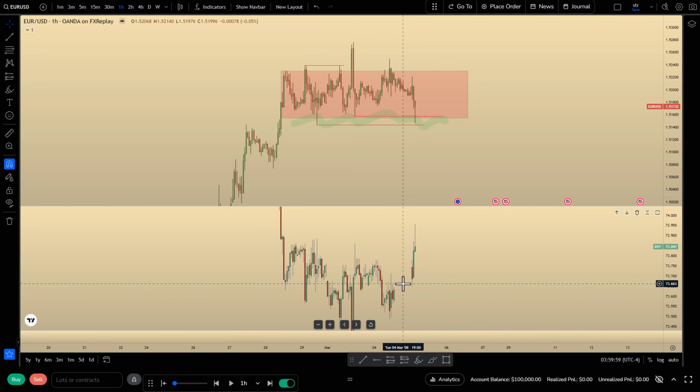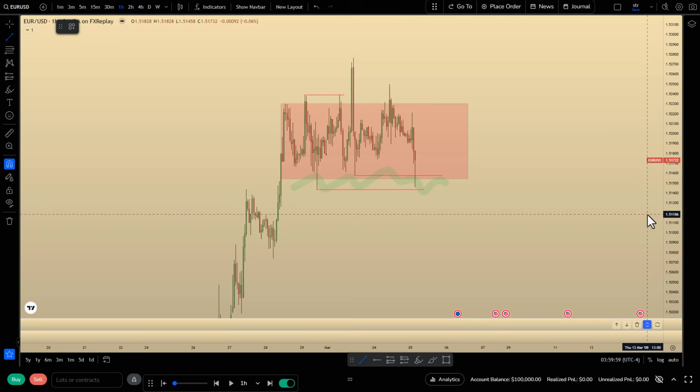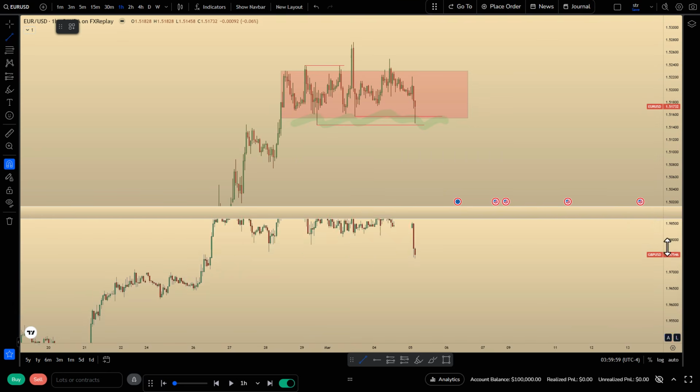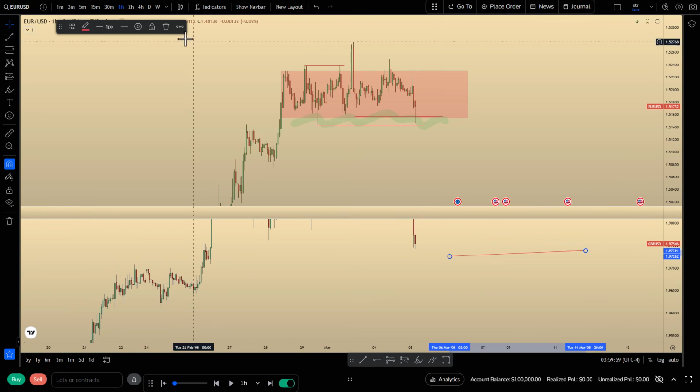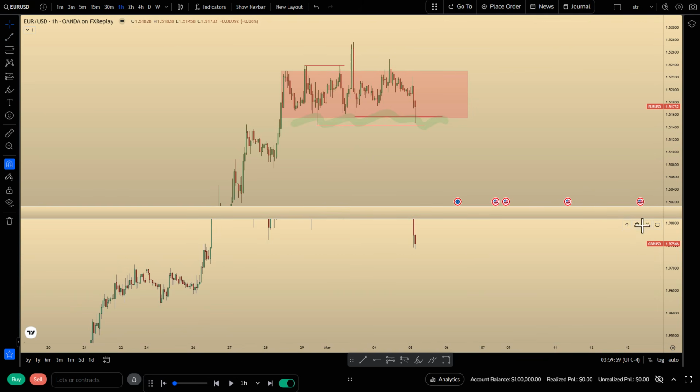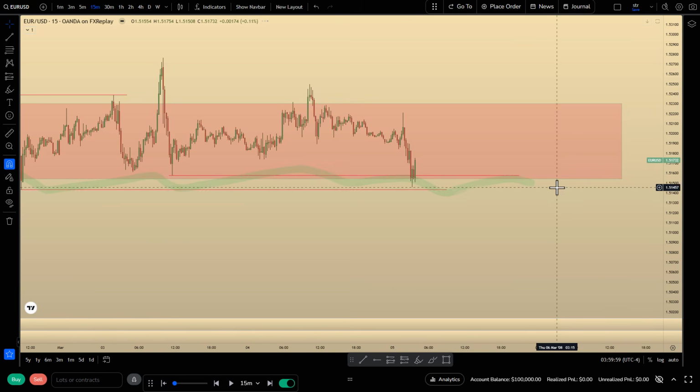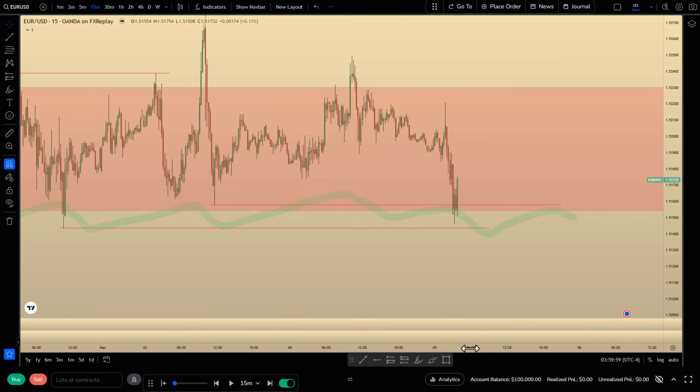There is a gap right here. Alright, so we do have a potential SMT because DXY did take the high from here, right? What about GU? Alright, GU also took the lows. So that's a nice confluence.